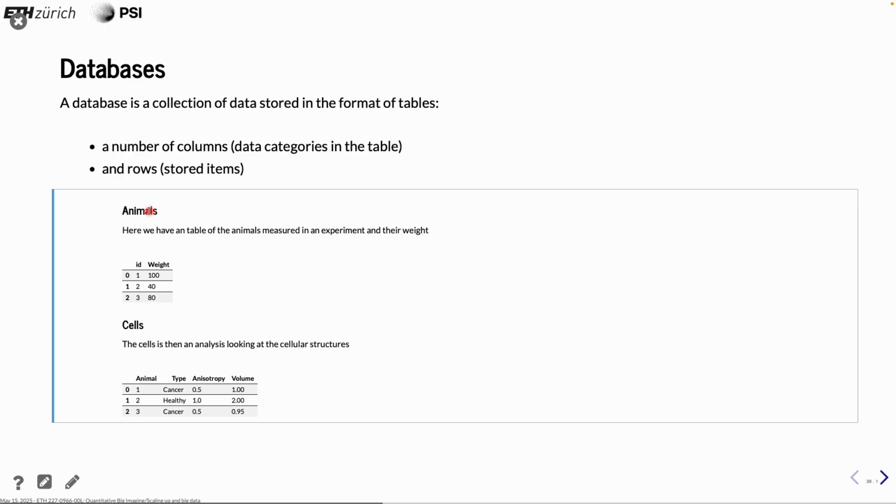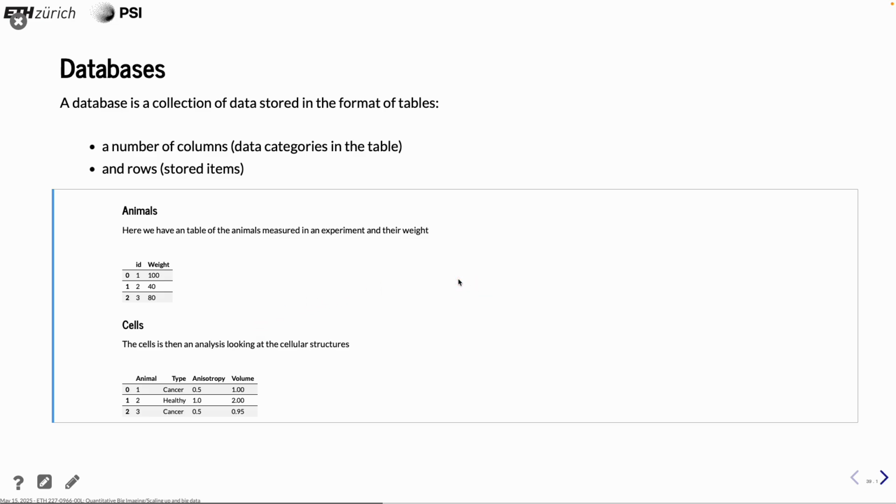So here is an example where we have animals, describing the identities or some characteristics about animals, and then you look into what each animal has in the form of cellular structure, for example. So here you can see that animal 1 has type cancer, some kind of cell isotropy, and the volume is 1.0, and then you have a healthy one, and it's different. So you would have a list of this kind.